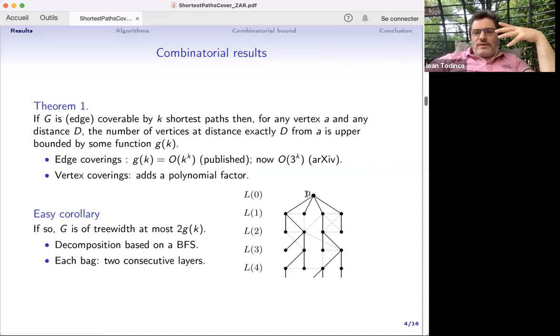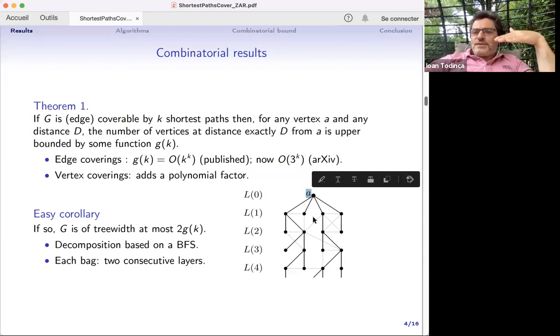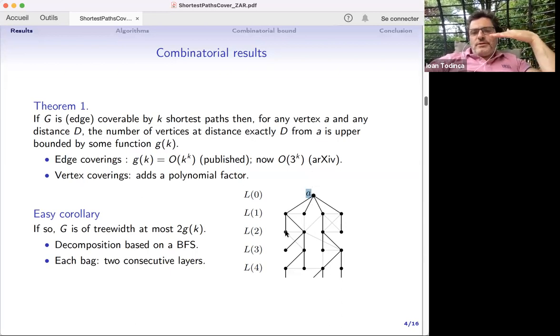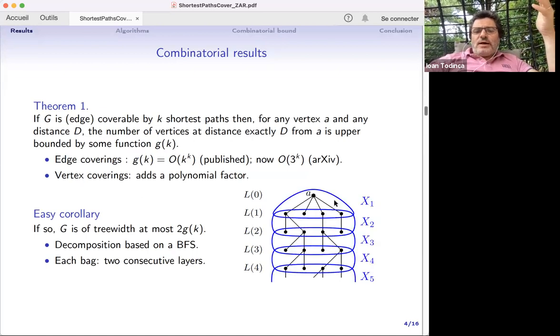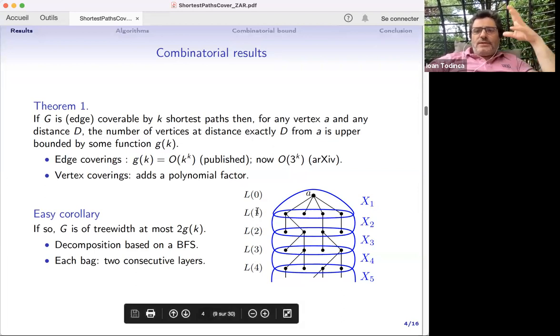So I said that if we have a yes instance, if we start from some vertex A and do a breadth-first search, then on each layer, the number of vertices on the same layer is bounded by this function that I call g of k. With this, I construct what is called the path decomposition of the graph. What do I do? I simply take bags. Bags are vertex subsets, and my bags will be formed by 2 consecutive layers. So I have the bag with layer 0 and 1, the bag with layer 1 and 2, and so on and so forth. And this is a path decomposition.